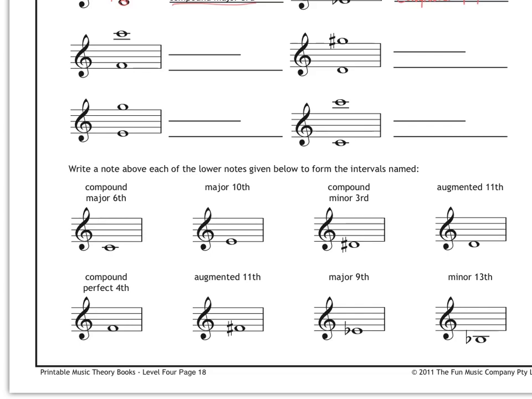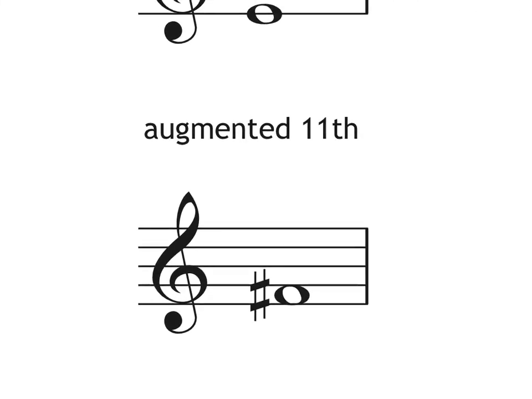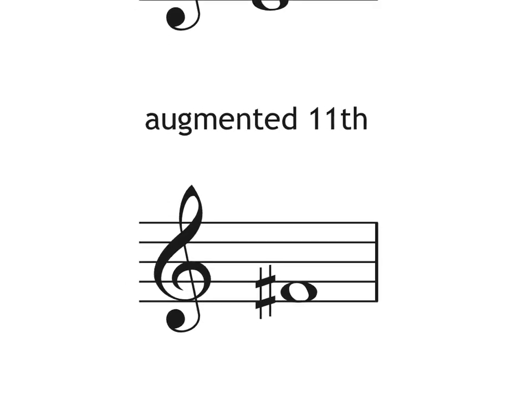You're being given a lower note, and you have to write down the note that is above. So a compound, I don't know, let's go with an augmented 11th. We'll do one of the curveballs together. An augmented 11th. What is an 11th? Well, if you subtract 7, you'll realize it's an augmented fourth up the octave. So we really want an augmented fourth plus an octave. So what is an augmented fourth above F sharp?